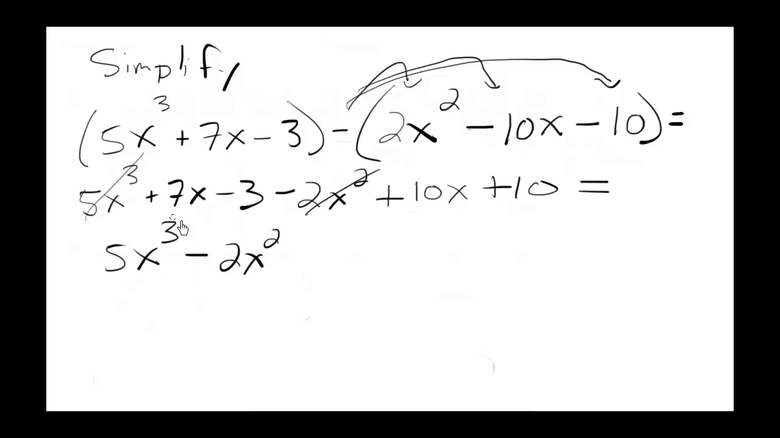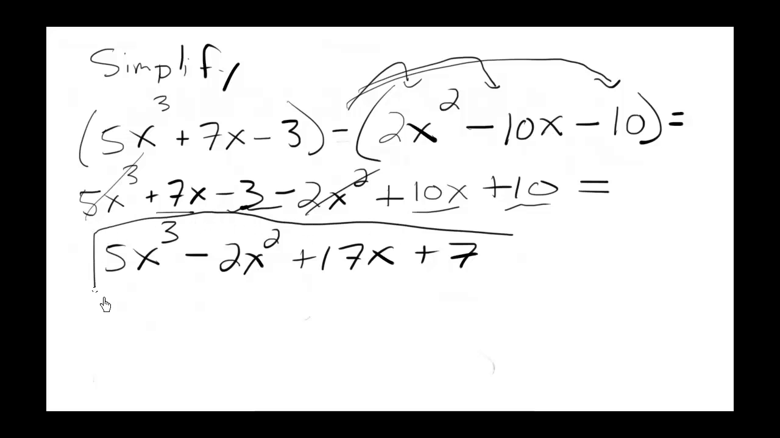And now I finally have some like terms. I got 7x, I add 10x's, gives me 17x. And then the constants, minus 3 plus 10 gives me a positive 7. After you do something like this, you should always check and see, do I have any like terms here? Nope. We're done, and we got it. Okay, let's take a look at one more.